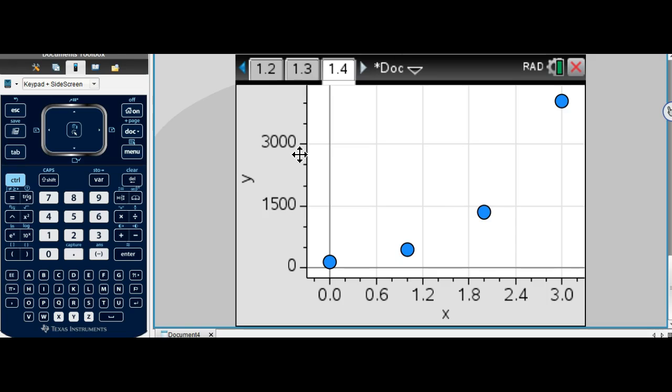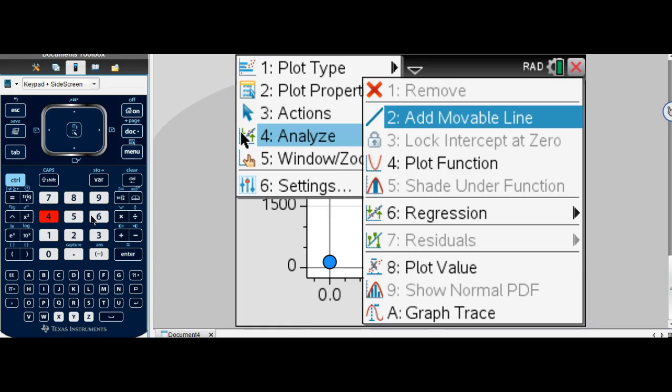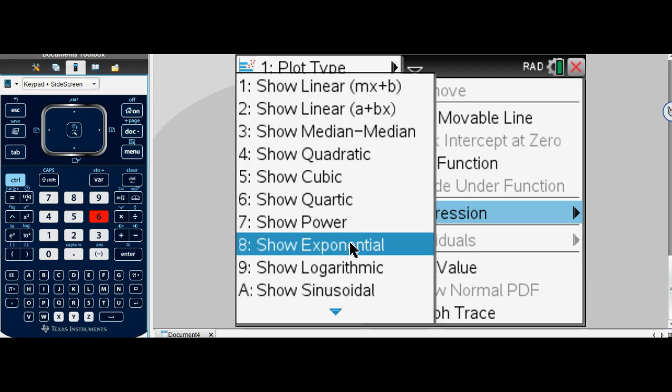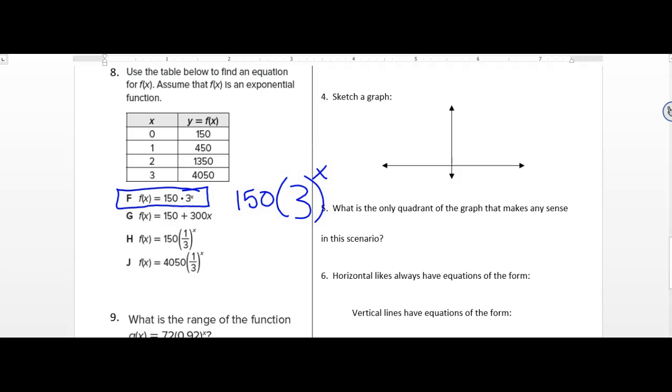To get the equation, I need menu, analyze, number 4, regression, number 6, and what kind of graph do we have? We've used quite a few of these throughout the year. We've done linear, that's a line. I know this one is not a line. We've done quadratic, that's for parabolas. I know this is not quadratic. This is 8, an exponential function here. So go to 8, and it gives you your equation right there: 150 times 3 to the power of x, which is what we had, choice F.